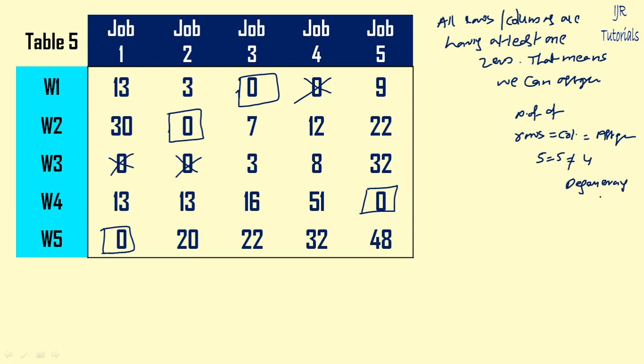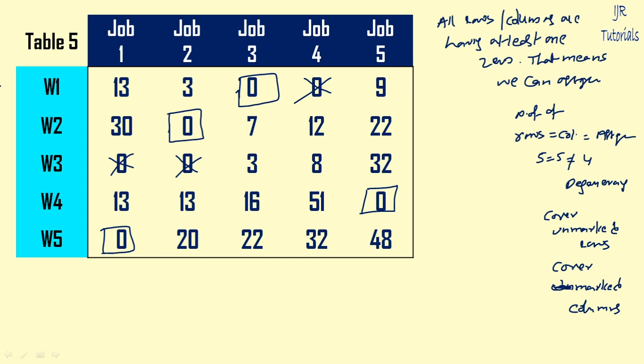So degeneracy means: cover unmarked rows, cover marked columns.